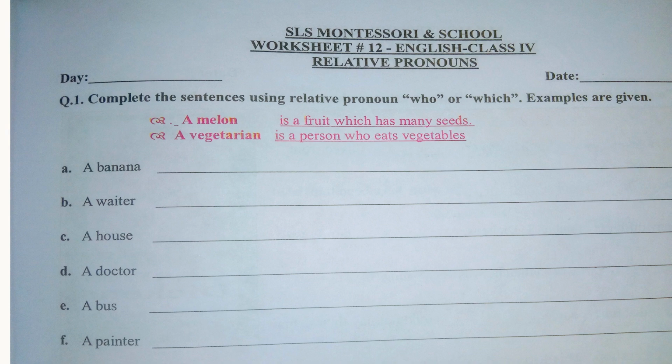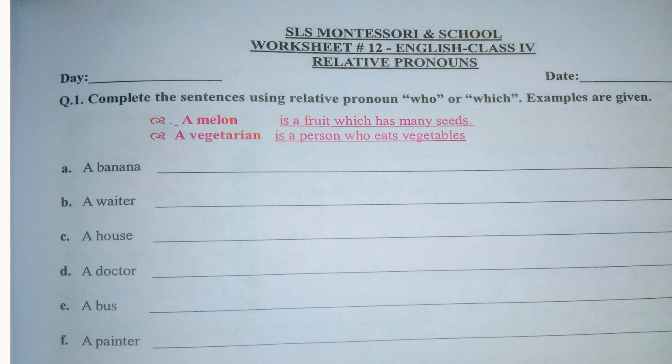Now I'll give you examples for completing these sentences, but you have to write your own creative ideas. A banana. A banana is a fruit which is very sweet. A banana is a fruit which is very soft. Part B. A waiter. A waiter is a person who serves food in a restaurant. Or you can write, a waiter is a person who works in the restaurant. A house. A house is a place which keeps us safe. A house is a place which is very comfortable.